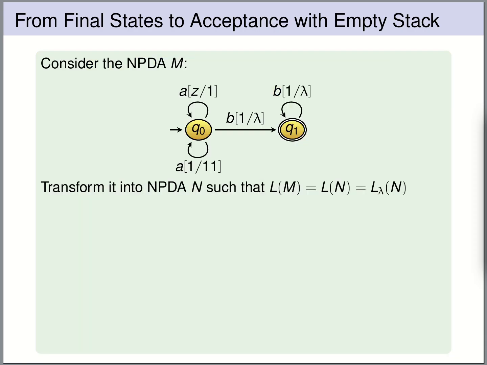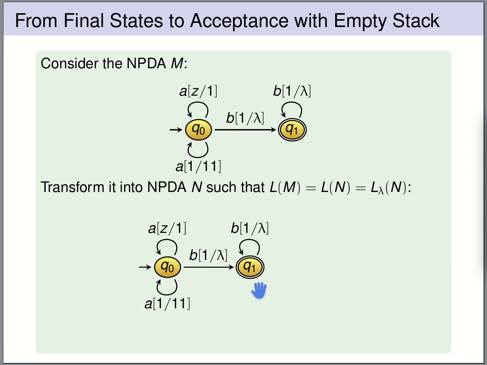This transformation is best understood by means of an example. Here we have our non-deterministic pushdown automaton M, and we will transform it into a non-deterministic pushdown automaton N, for which the empty stack language is the same as the language of our original automaton M.